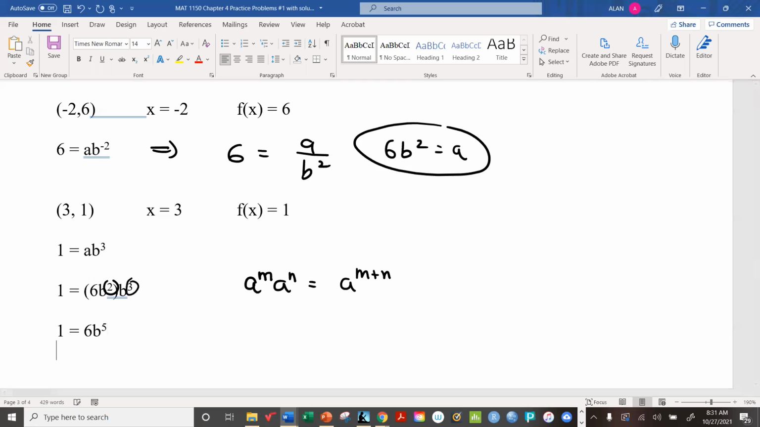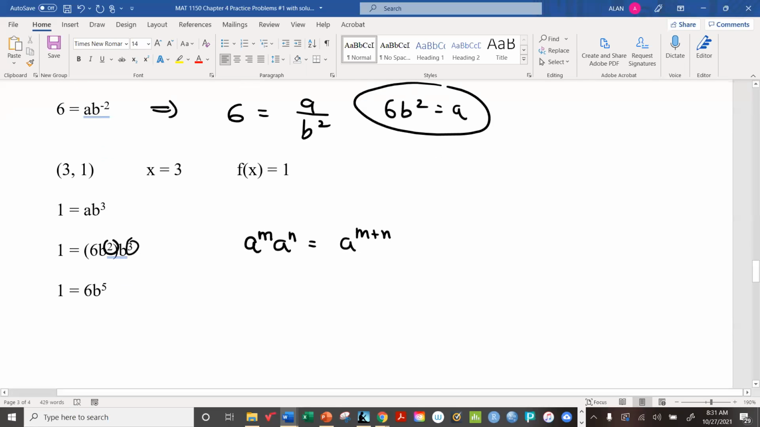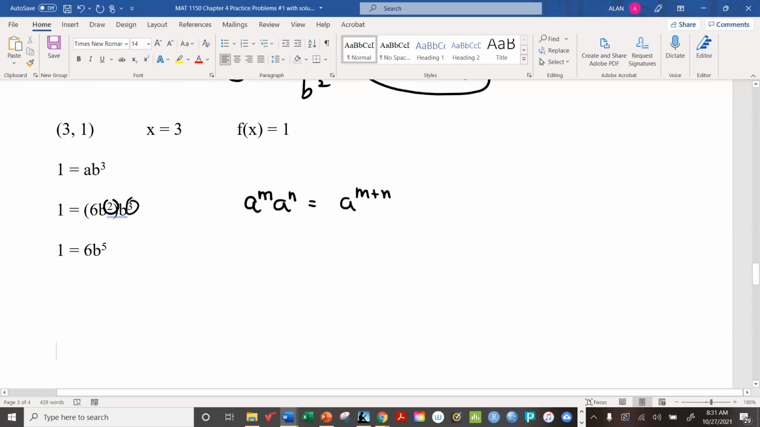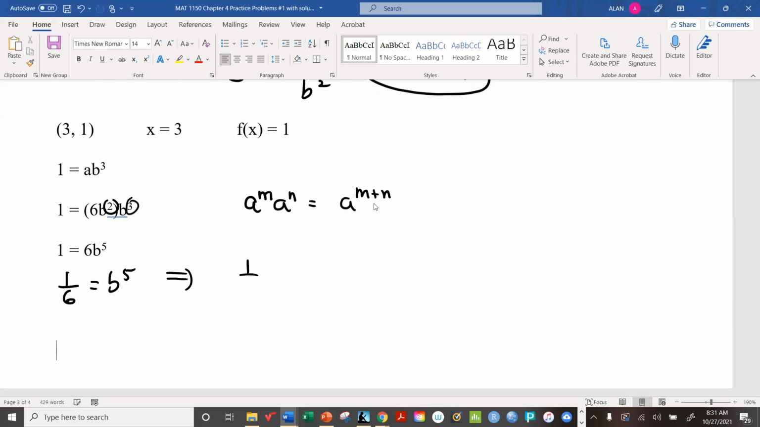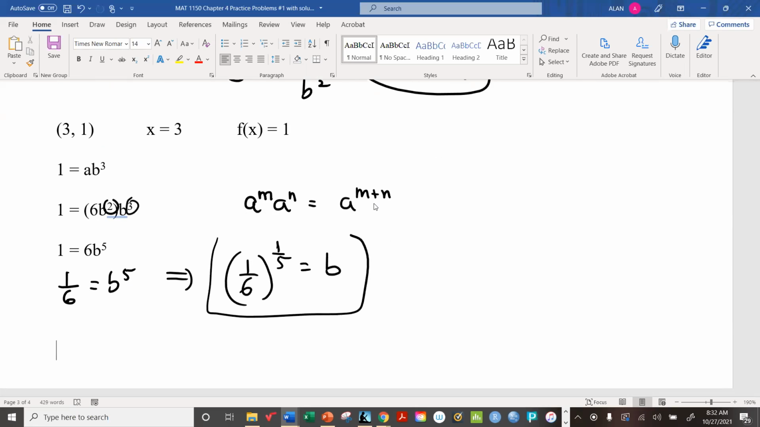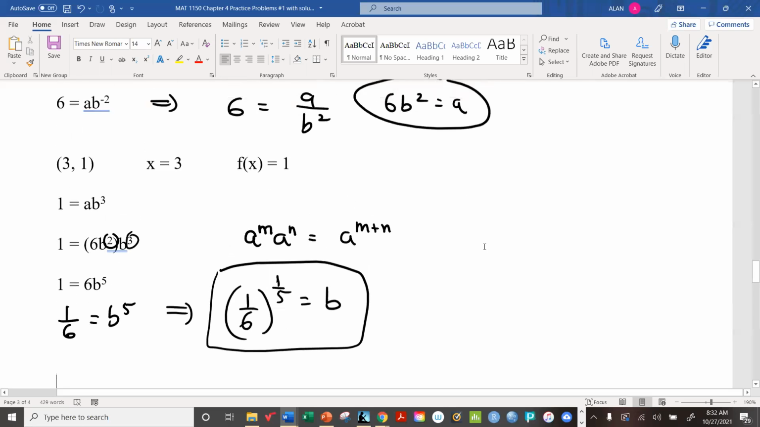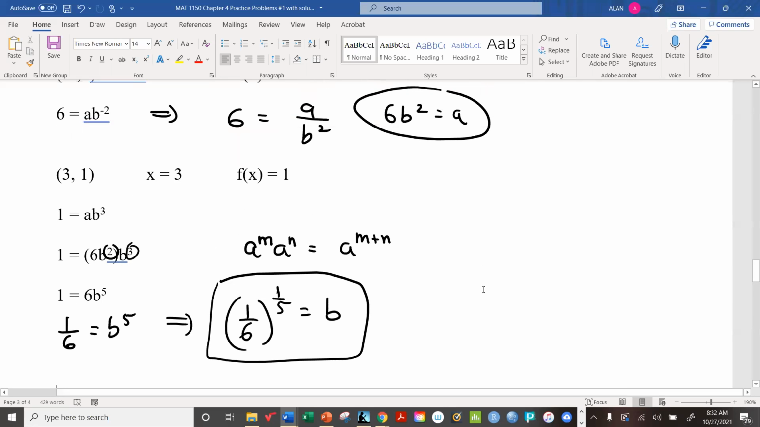Now, of course, this means that b is a very messy expression. Unfortunately, 1 over 6 is b to the 5th. And now, just like we did before, we can take the 5th root of both sides. So b is 1/6 raised to the 1/5 power, which is a constant. If you throw it into your calculator, you'll see that it's approximately equal to 0.7.